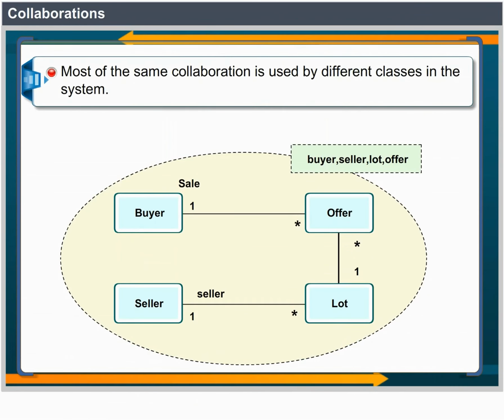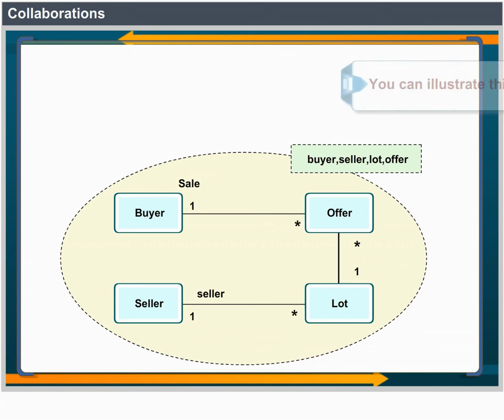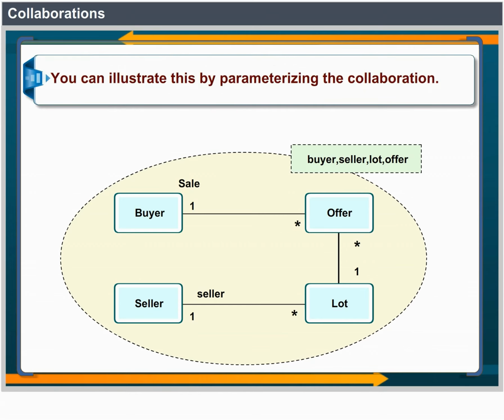Most of the same collaboration is used by different classes in the system. Each time, the basic way the classes work is the same, but classes and operations are named differently, and there may be minor differences in the implementation. You can illustrate this by parameterizing the collaboration. First, you draw a diagram which shows the various roles that various objects play in the collaboration.